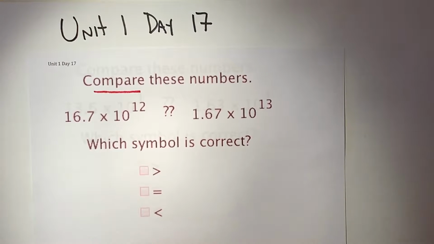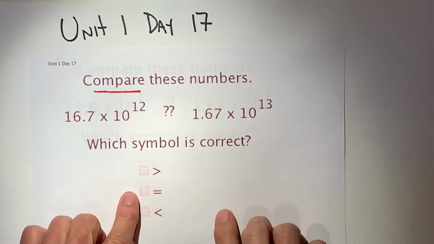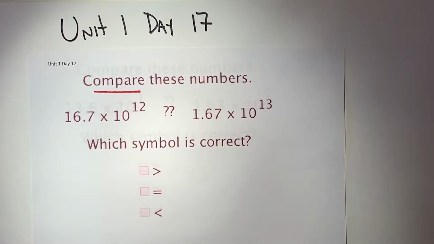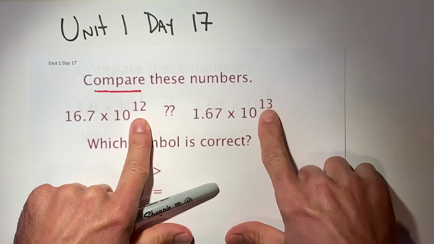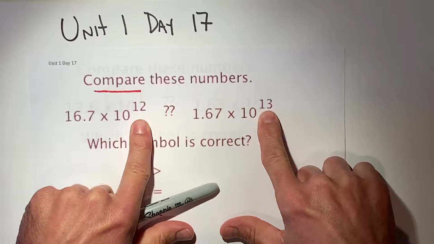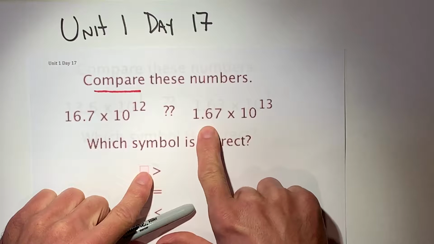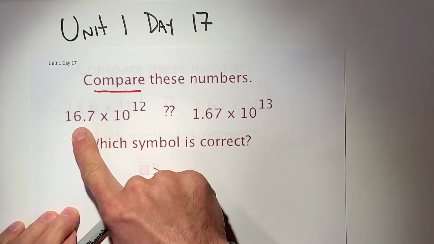All right, everybody, Unit 1, Day 17 is all about comparing numbers in scientific notation. While this is initially a very simple looking problem, the one thing that you want to make sure of is that you are comparing things that are in common terms. While my initial thought would be that the 12 and the 13 are different, and therefore this is the bigger number, what I do notice is that this number is written in scientific notation because 1.67 is in my range of acceptable numbers, 1 up to but not including 10, but this number is too large.